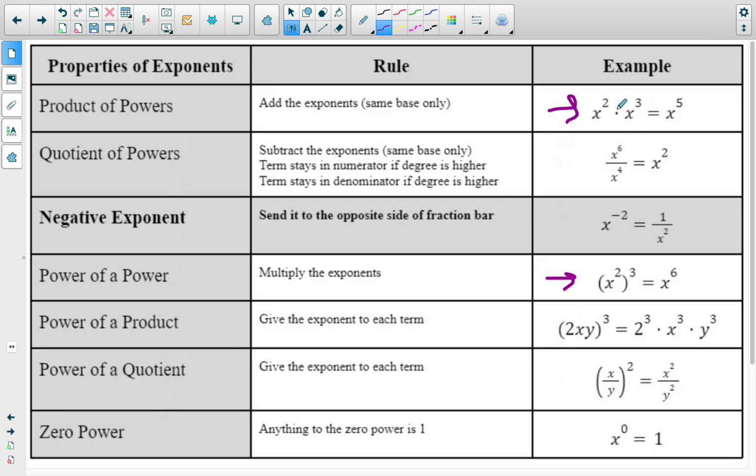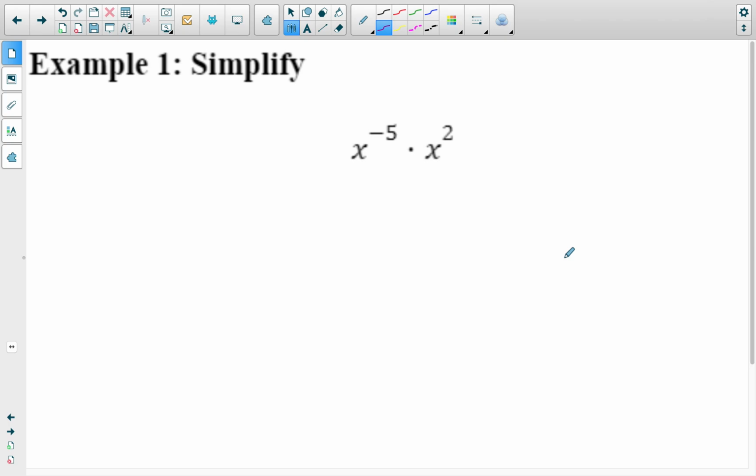Okay, x squared times x cubed is x to the fifth. We add those exponents. X squared to the third power is x to the sixth. So this is when we multiply the exponents. Okay, with negative exponents, which is what this section mainly focuses on, we're going to use this rule a lot, where we send it to the opposite side of the fraction bar. Okay, so something like this, pretty straightforward.